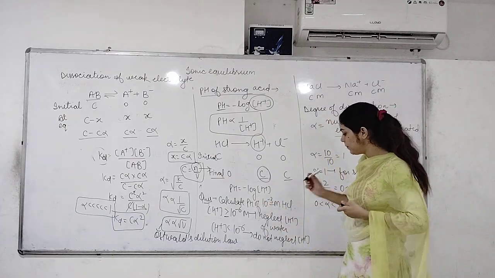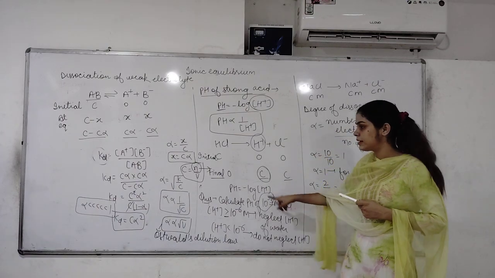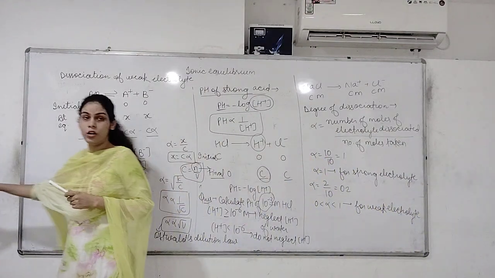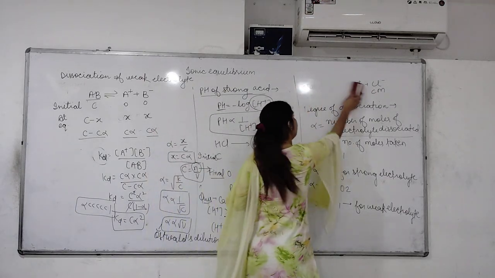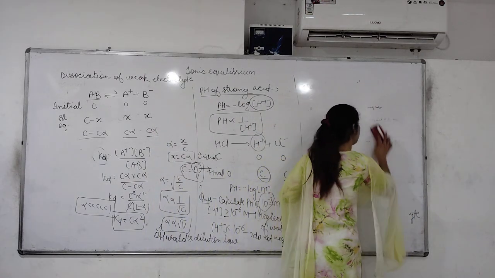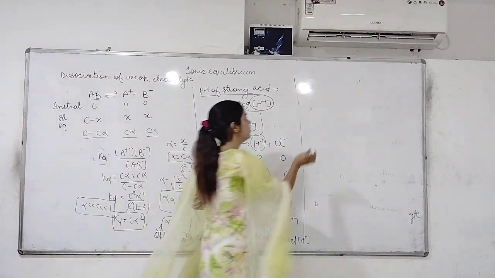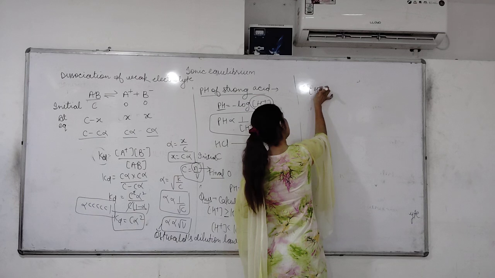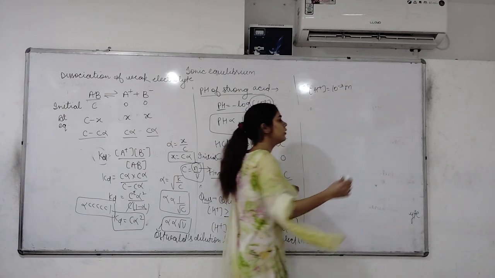So as you can see here, the concentration of HCl is 10 raised to power minus 3 molar. So the concentration of H positive will also be 10 raised to power minus 3 molar, since it is a strong acid. H positive ion concentration is 10 raised to power minus 3 molar.